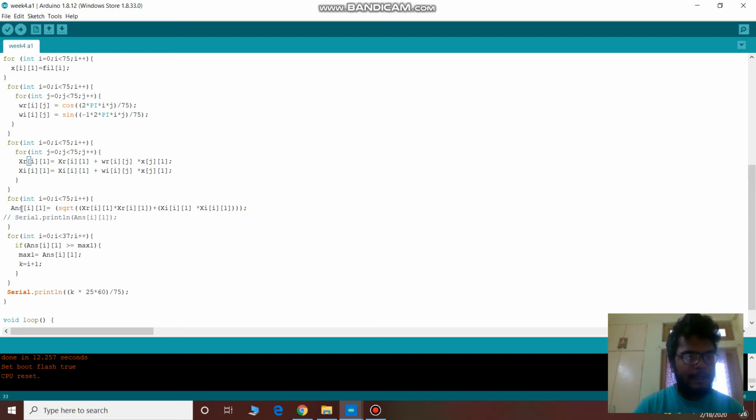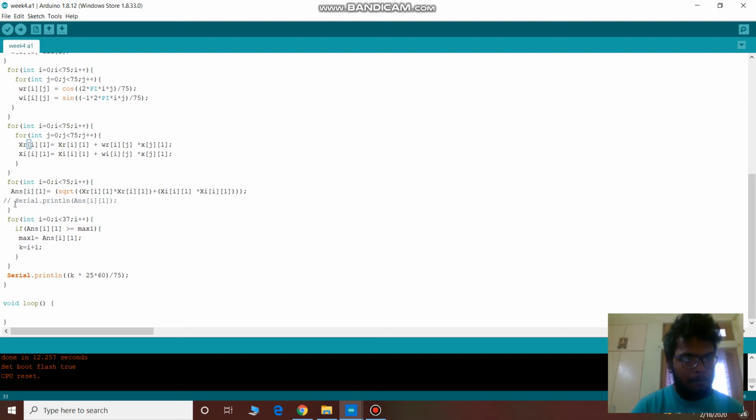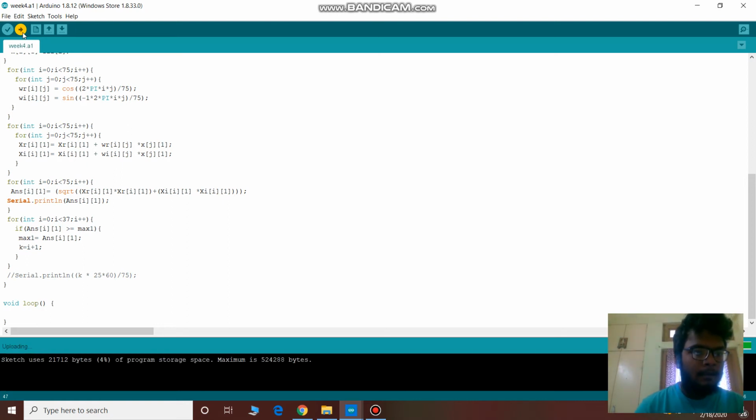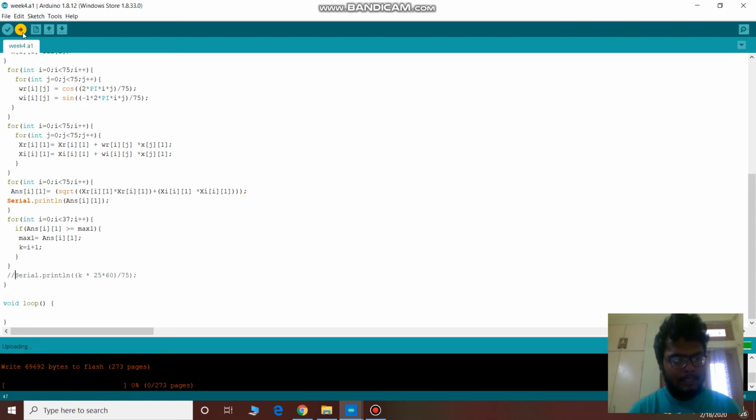With the help of this, I'm taking another column matrix and storing the magnitude, the square root of XR times XR plus XI times XI. This gives us the magnitude of the Fourier transform, and I'm storing that in the answer matrix, answer of i, which is also a column matrix. If we plot this output answer, we will get a curve. I'll show that curve to you.